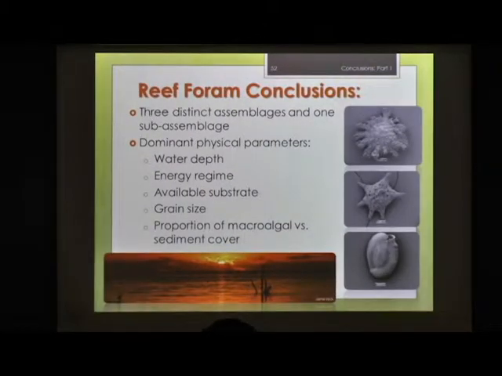So 3 distinct assemblages and 1 sub-assemblage. You've got dominant physical parameters that were determining where your forams were found, including water depth, energy regime, available substrate, grain size, and proportion of macroalgal versus sediment cover.